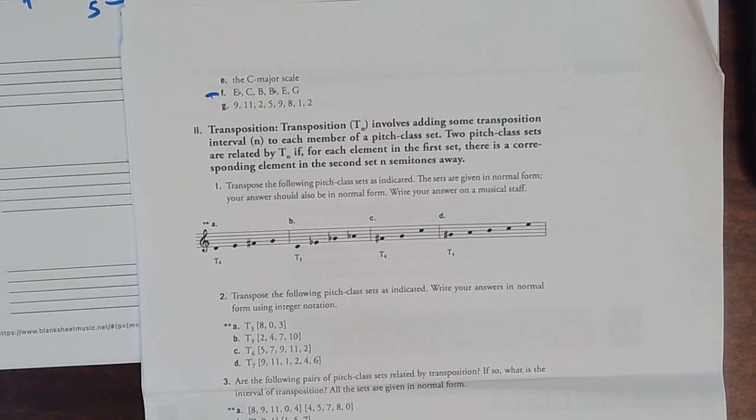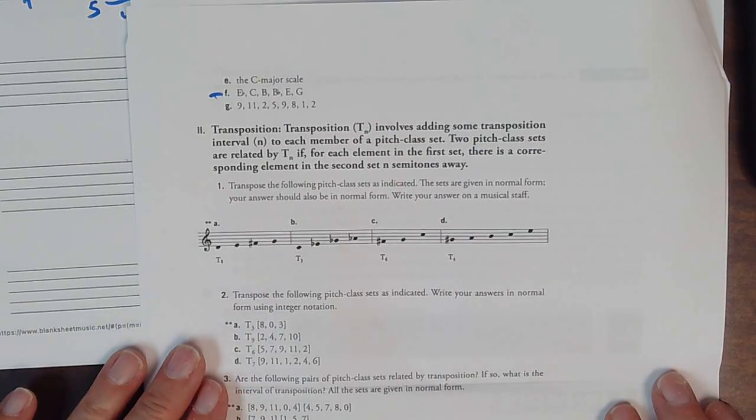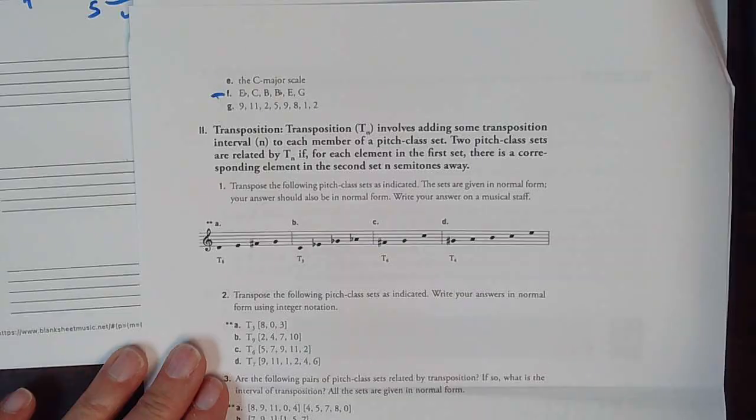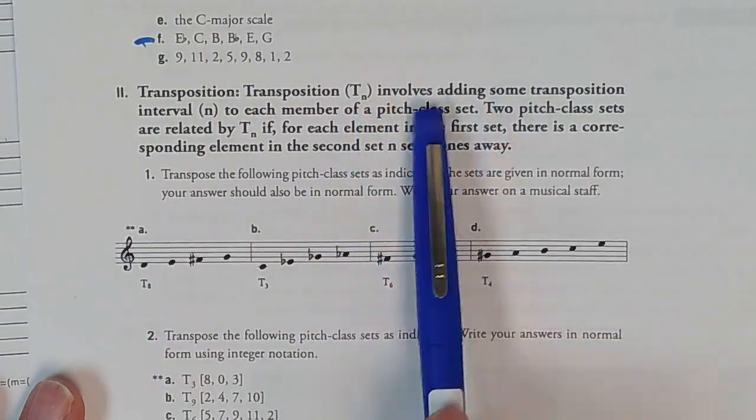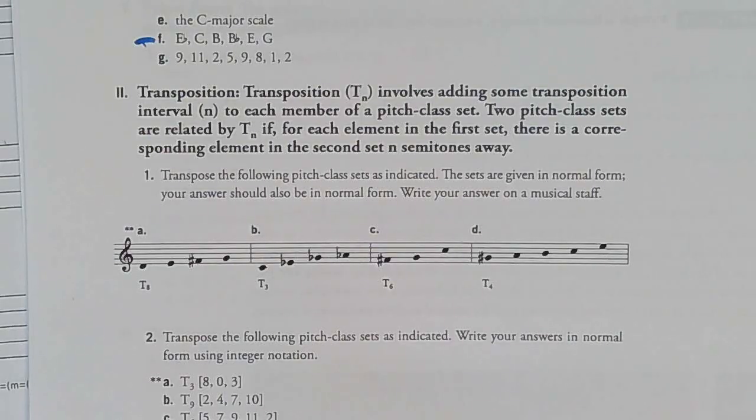Okay, so let's talk about transposition. So let me zoom in. Transposition, T sub n, involves adding some transposition interval n to each member of a pitch class set. Two pitch class sets are related by T to the n if for each element in the first set there is a corresponding element in the second set n semitones away.